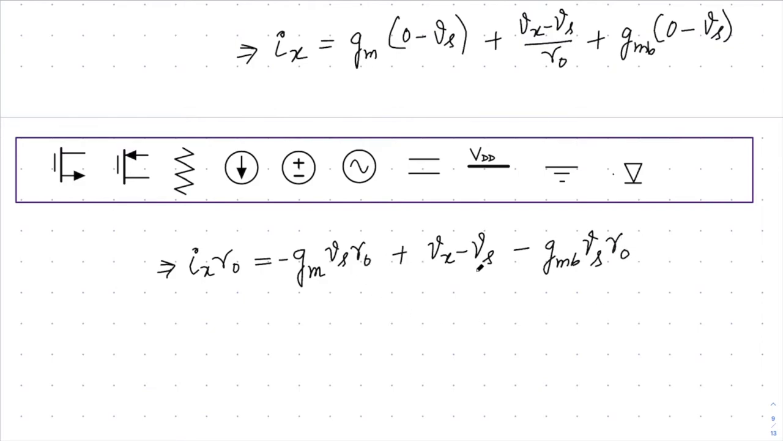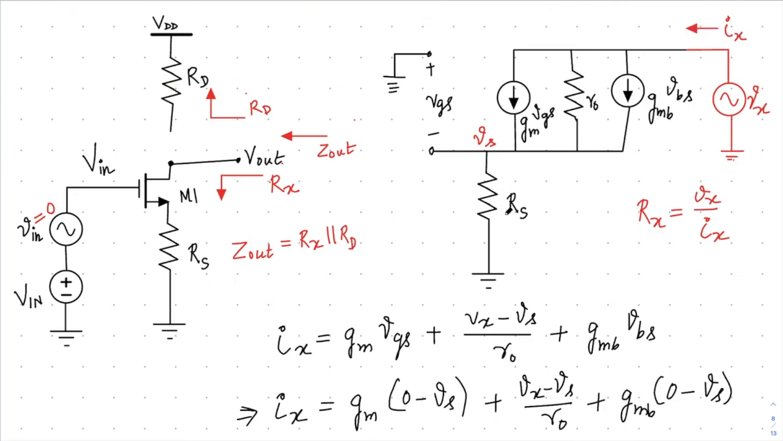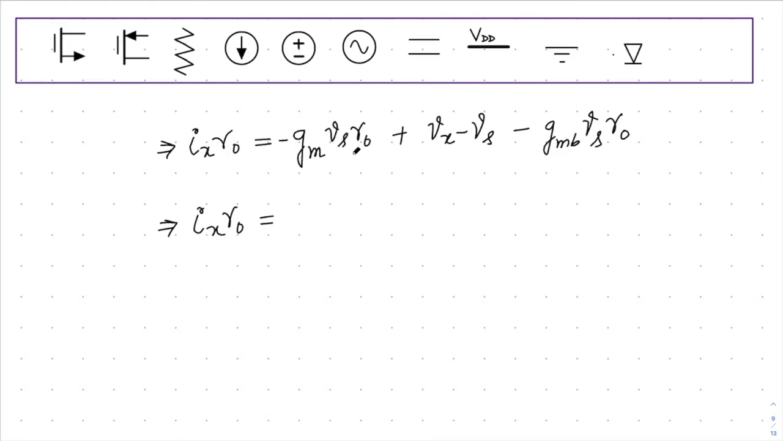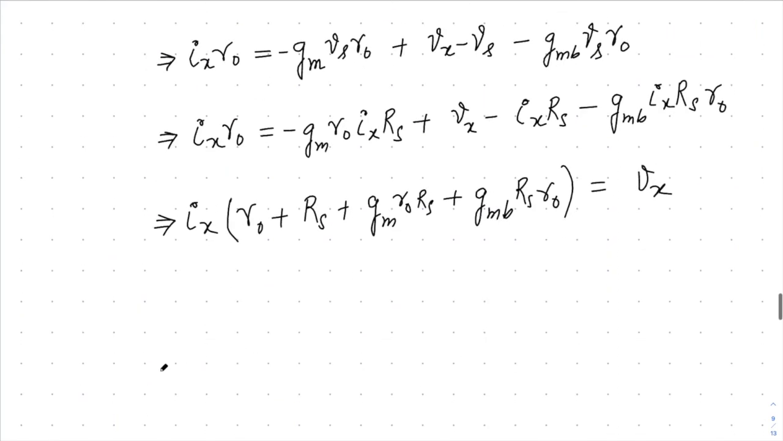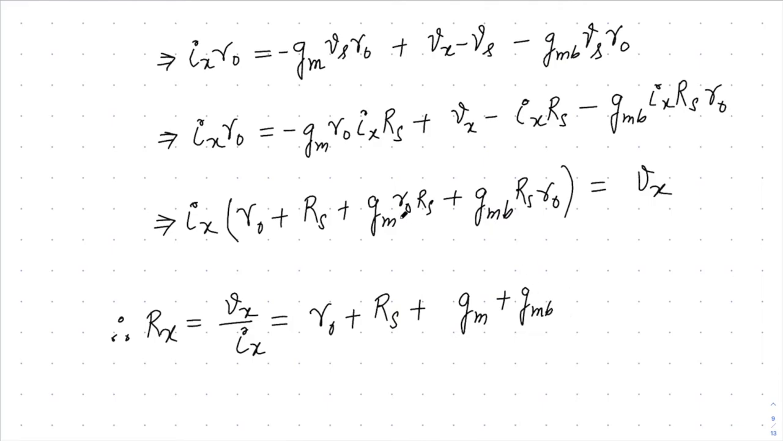now as we did before, we can replace this Vs with Ix into Rs, because the same current Ix is flowing through this Rs. So my Vs is Ix into Rs. So replacing Vs by Ix into Rs, we'll get Ix into RO. We need to replace all this Vs with Ix into Rs. Okay, so I can bring all the Ix terms to one side and only the Vx term will be remaining on this side. So therefore, my Rx, which is Vx by Ix, can be written as, just by taking this Ix this side, RO plus Rs plus gm plus gmb. I can take RO and Rs common.